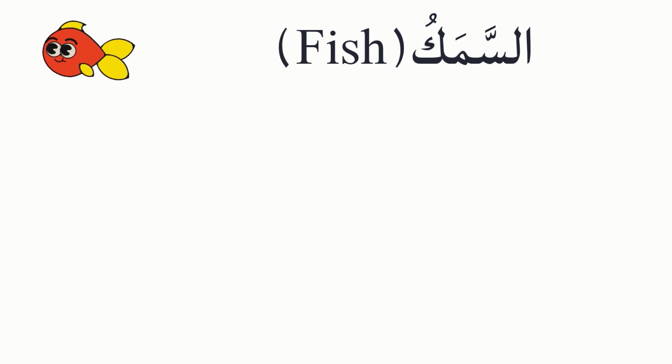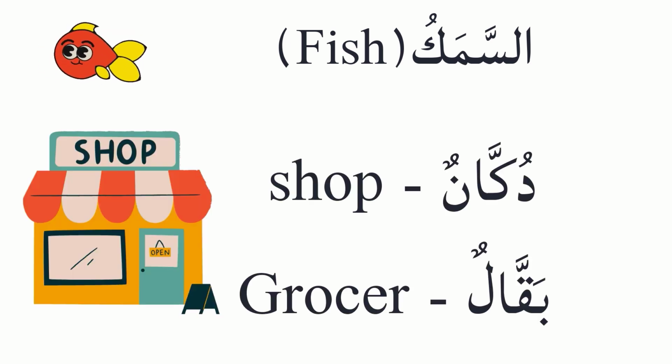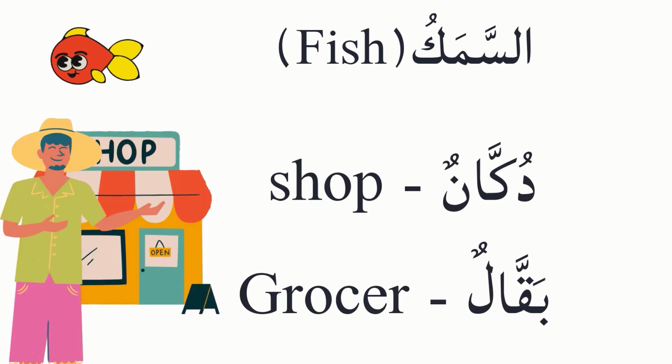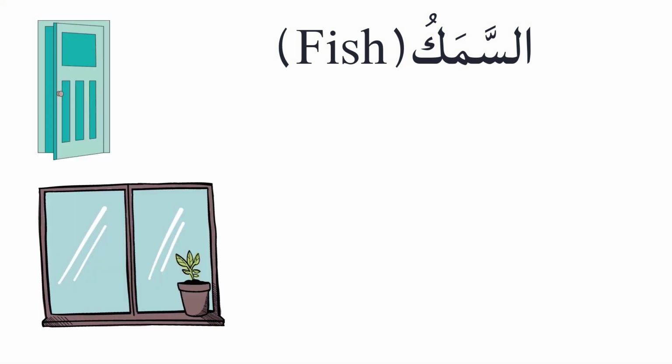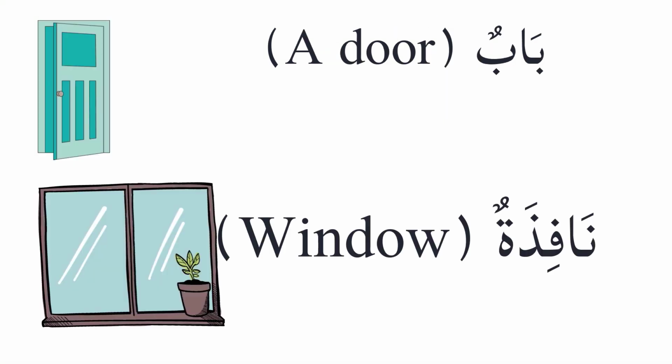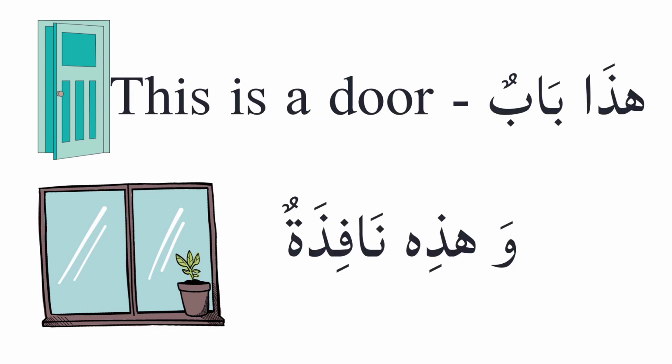السمك means fish. دكان means a shop. The shopkeeper is called بقال. باب means a door, while a window in Arabic is called نافذة. هذا باب وهذه نافذة. This is a door and this is a window.